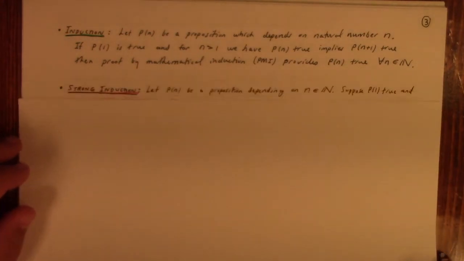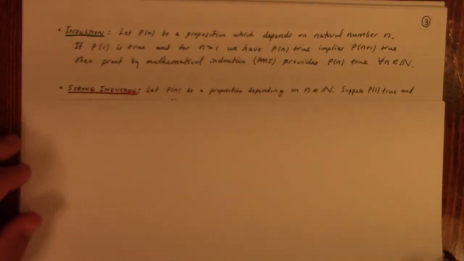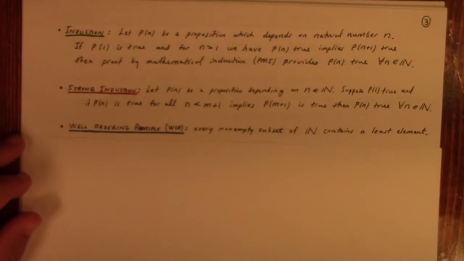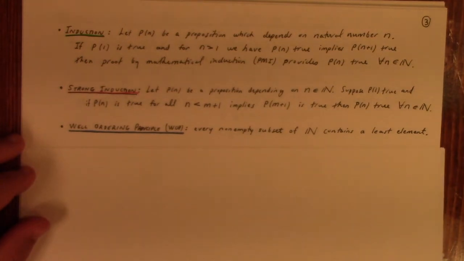So when I say that these are equivalent, I just mean that we could prove strong induction follows from induction. We could prove that induction follows from strong induction. We could prove that strong induction implies the well-ordering principle, and we could interchange these. We could find proofs to get one from the other, as long as we're working inside the context of the natural numbers that I just outlined.